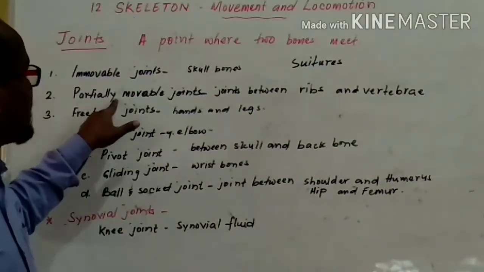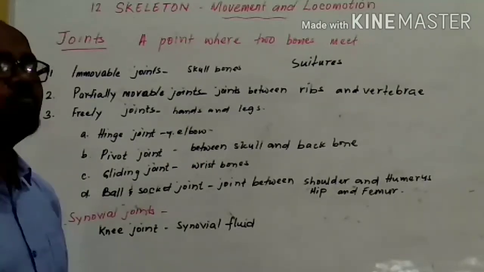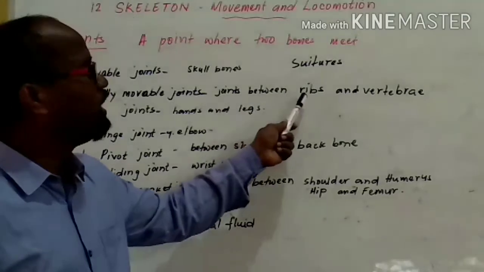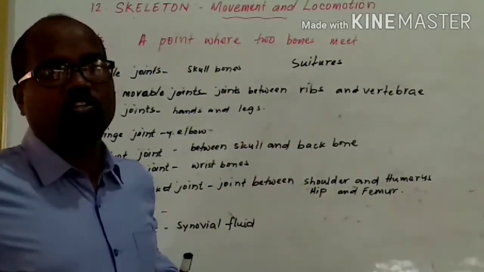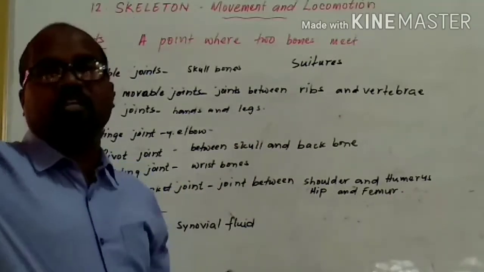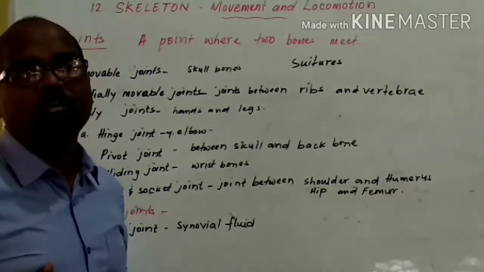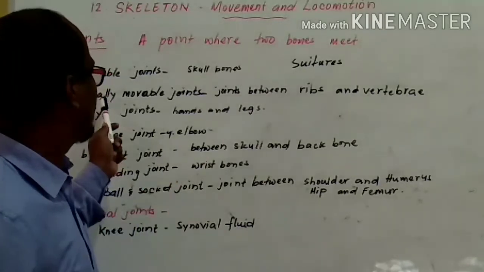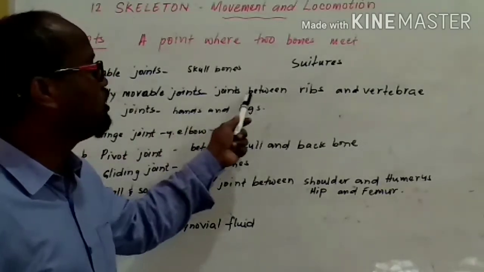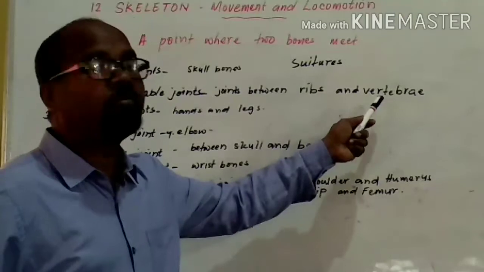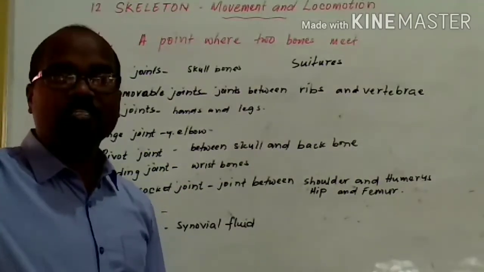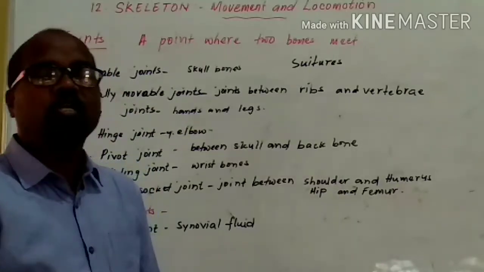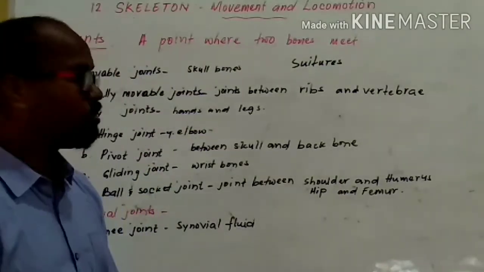The second one is partially movable joints. These joints allow little movement. For example, we have joints between ribs. If we try to move the ribs like this, they will not move. These joints allow only little bit, and that is partially movable joints. Joints between ribs and the vertebrae. Backbone has 26 bones. They are connected with each other. They form joints. They allow only little movement. We freely cannot move them.